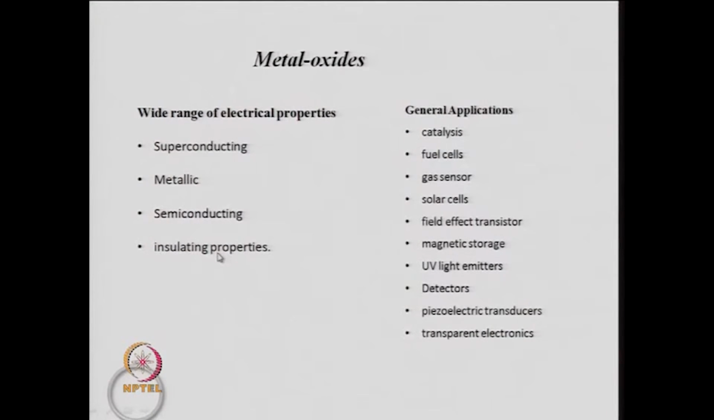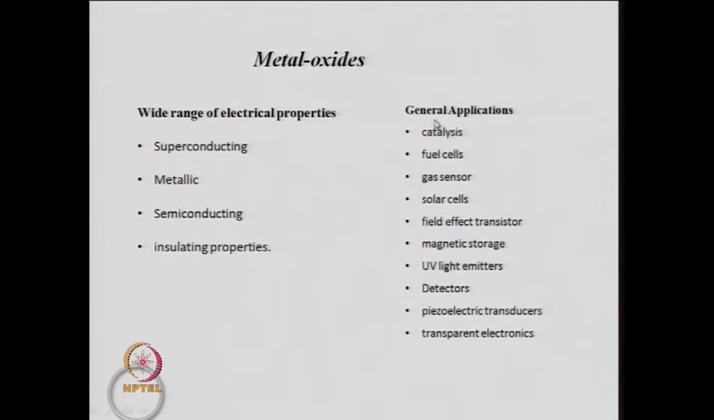An insulator can have a resistivity of 10 to the power say 8 ohm centimeter, whereas a metal like copper or aluminum will have a resistivity of 10 to the power minus 8 ohm centimeter. So, there is a change of the order of 10 to the power 16 from an insulator to a good metal like copper or gold or silver. Now, with all these wide ranging electrical properties, you can make use of them in many applications.